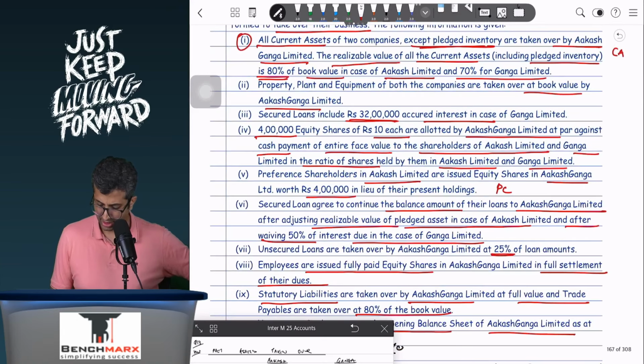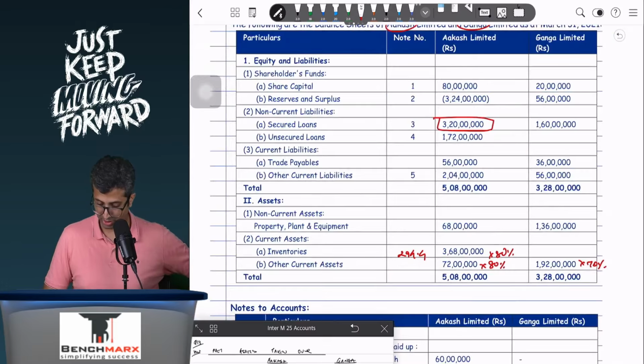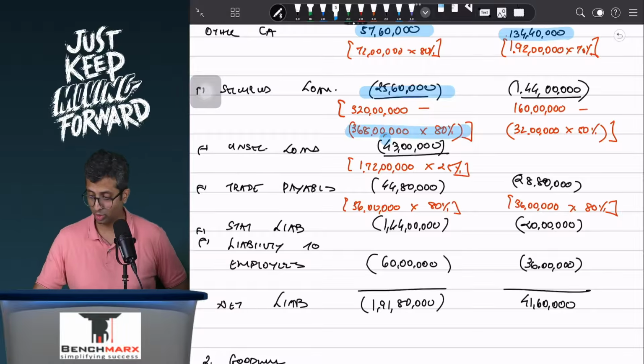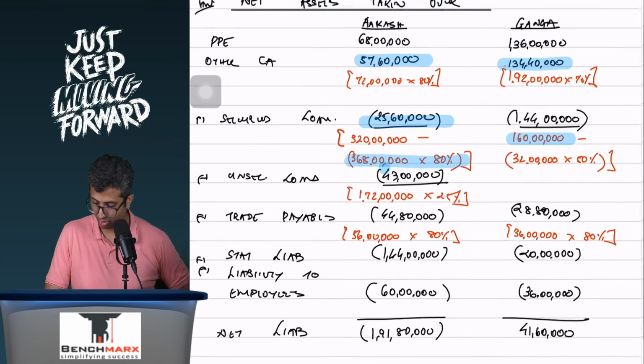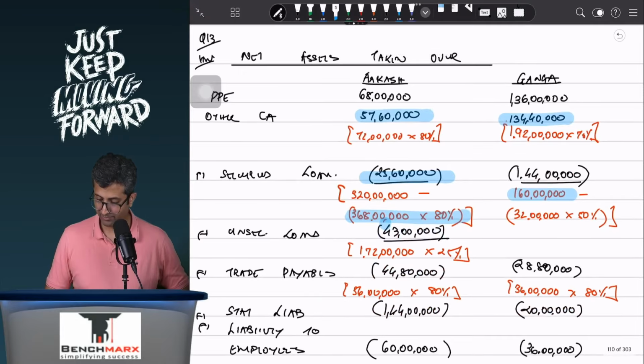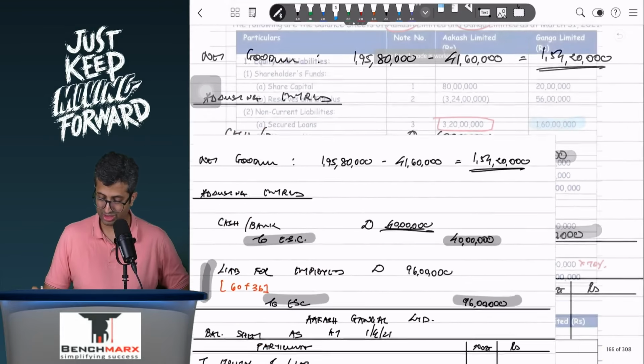What do they mention? Somewhere over here, secured loans agree to continue the balance amount of loans to Akash Ganga after adjusting the realizable value of pledged asset in case of Akash and after waiving off 50% of interest for Ganga. So secured loans will probably be 25.6 after adjusting the value of the pledged inventory, and there was 32 lakhs, waiving off 50%, that is 16 lakhs will be waived off. So over here you will have the balance, 1 crore 60 minus 16 lakhs, and hence that is 1 crore 44 lakhs. So this will be your calculation for your secured loans.